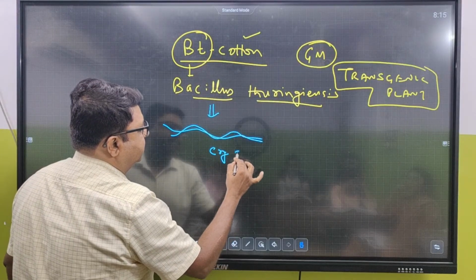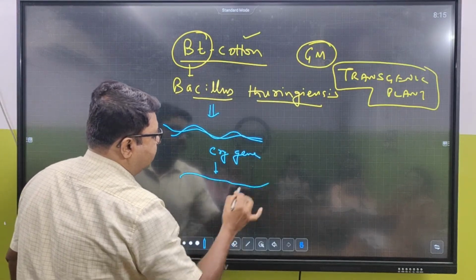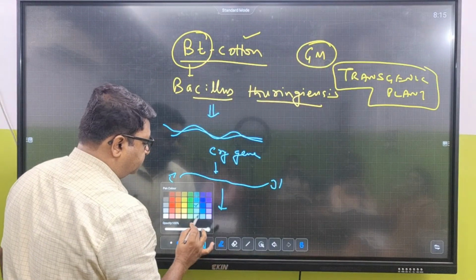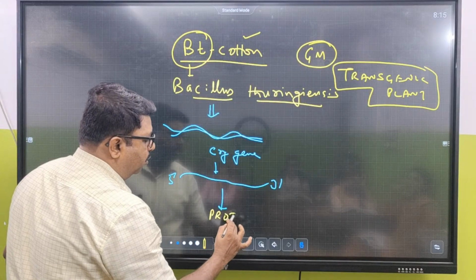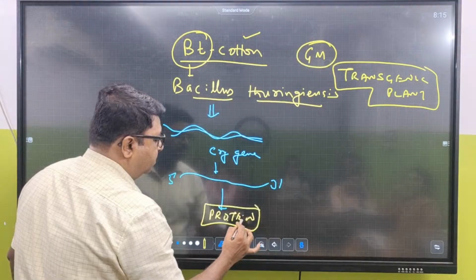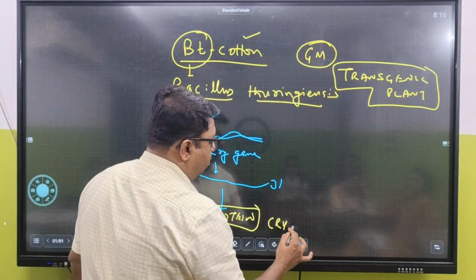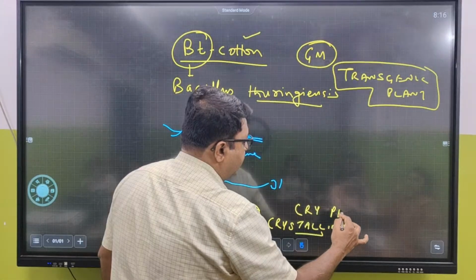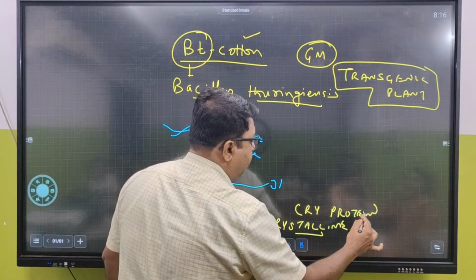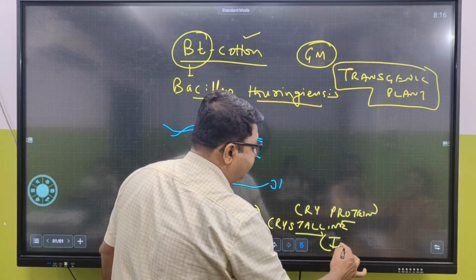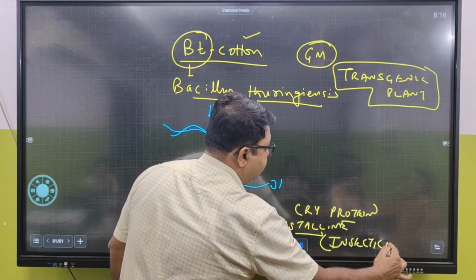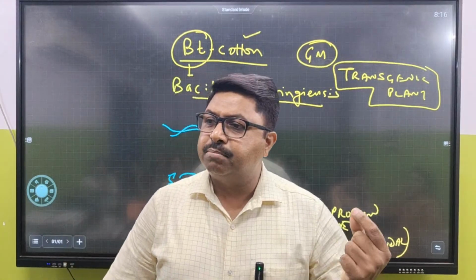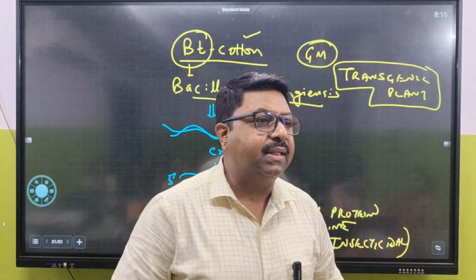Now, Bt, Bacillus thuringiensis, can normally, with the help of its cry gene, make by transcription the mRNA, and this mRNA can make a protein. This protein is called crystalline protein, or Cry protein. This crystalline protein is an insecticidal protein. That means it has insecticidal properties. That means it can kill the insects.